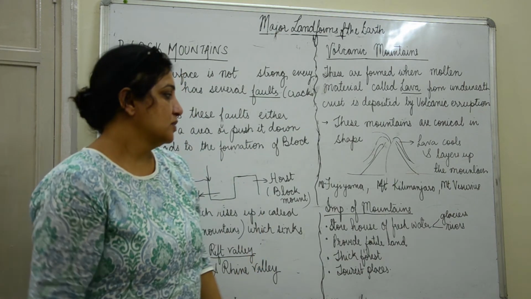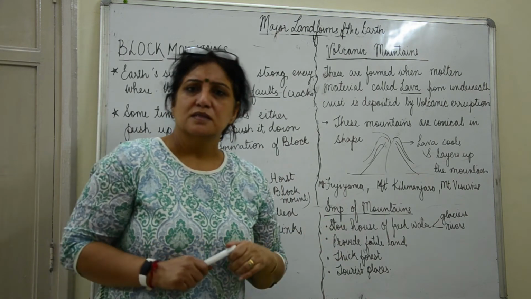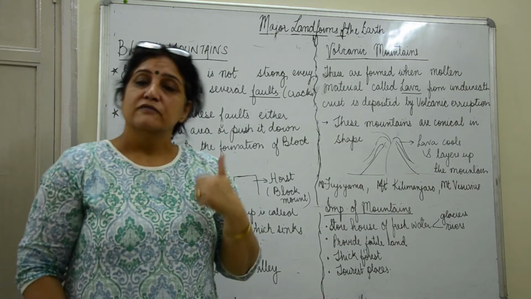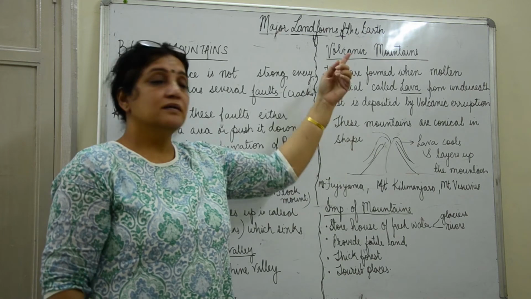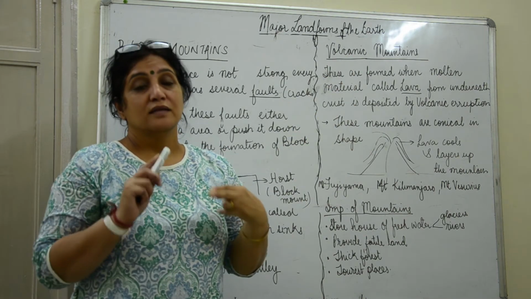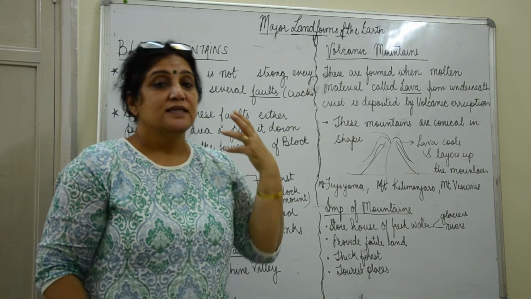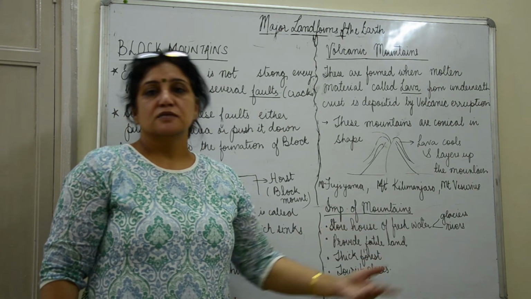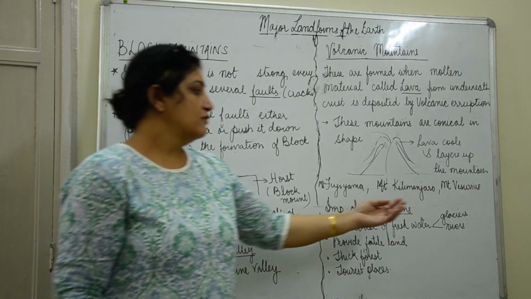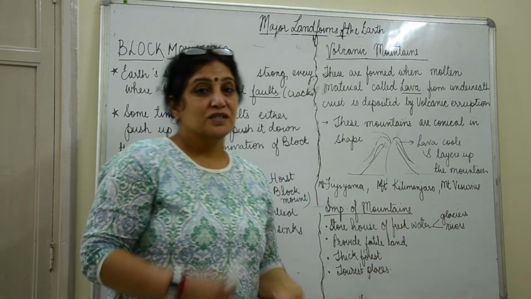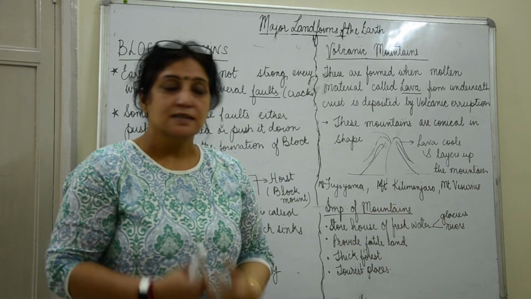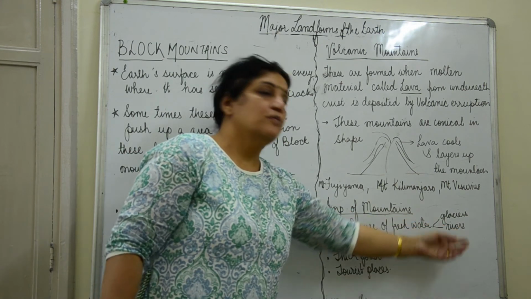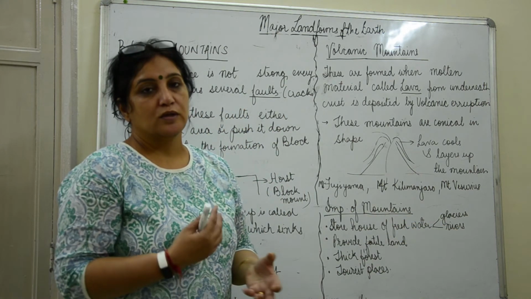and the volcanic mountains. Now, why are these mountains so important to us? First thing, because these are higher, so they have snowfall. They have good amount of rainfall, and these are a very important source of water for us. This source of fresh water can be in the form of glaciers, which is the river of ice, or they can be in the form of normal freshwater rivers.